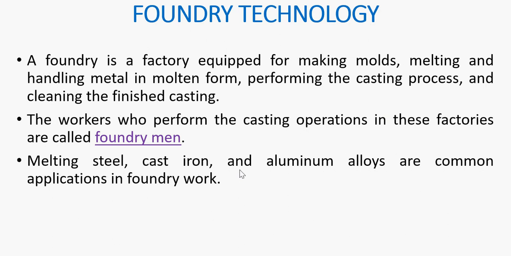Foundry is a factory equipped for making molds, melting metal, and handling molten metal also. So all other operations carried out during these activities are done in a foundry. The workers who perform this operation are called what? Foundry men. In foundry, it is used for processing of steel, cast iron, and other non-ferrous metals. Such, for example, aluminium is a non-ferrous.